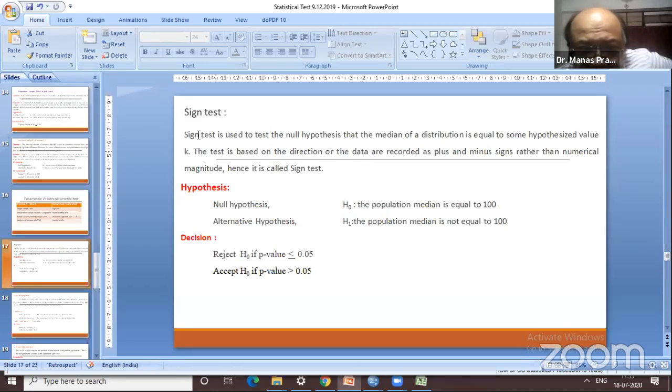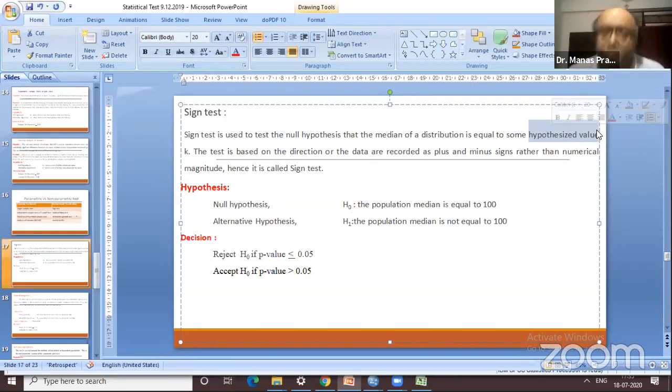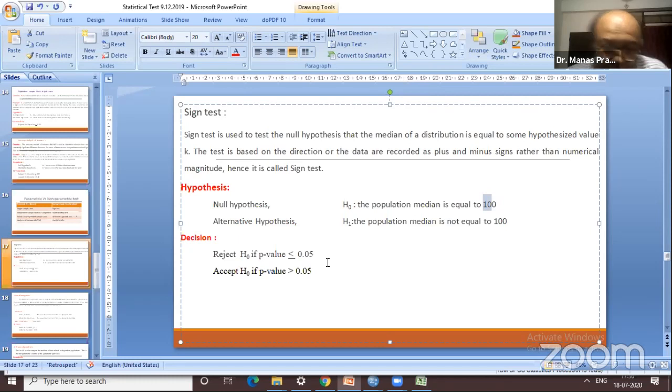So the sign test is used to test the null hypothesis that the median of the distribution is equal to some hypothesized value, meaning the value we assume, like 100. The test is based on the direction of the data, recording the plus and minus signs rather than the numerical magnitude, and that is why it is called the sign test. The null hypothesis is that the population median is equal to 100, and the alternative is that it is not equal to 100. The decision rule is the same.